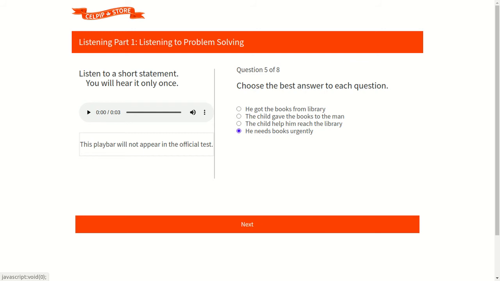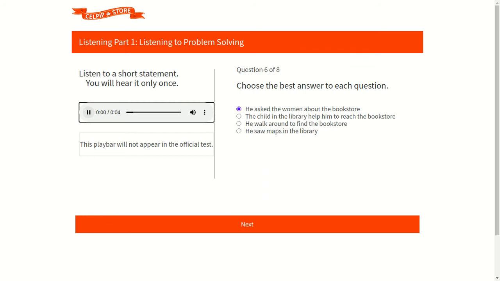Let's move to our 6th question. Our 6th question is, Question 6. How did the woman help the man to reach the bookstore? We have 4 options. Option 1 is, he asked the woman about the bookstore. Option 2 is, the child in the library helped him to reach the bookstore. Option 3 is, he walked around to find the bookstore. And option 4 is, he saw maps in the library.